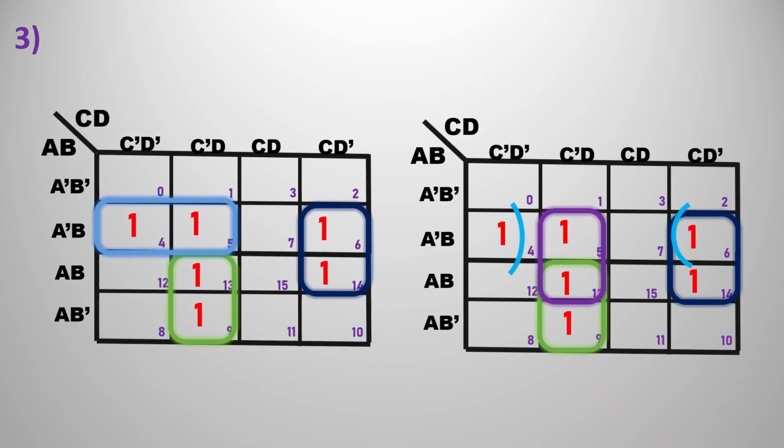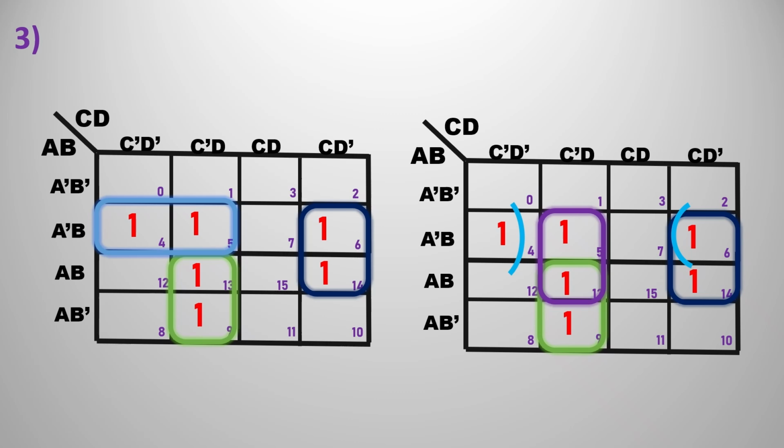We can simply remove the redundant group, which is highlighted in purple color. So we can have two representations of the output. The first representation is 4, 5, 13, 9, and 6, 14, as represented like that. We can have the second representation also. Both are correct, both are only essential prime implicant boxes. So we can represent it in either manner.